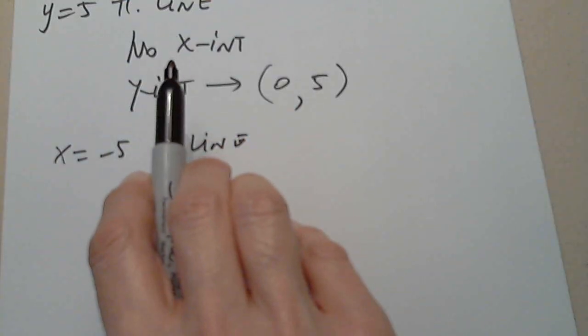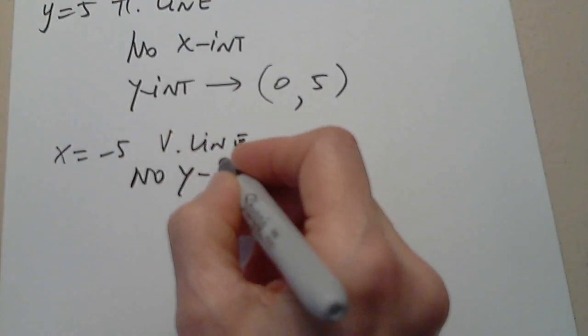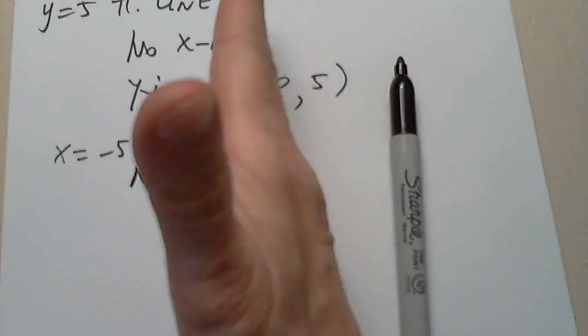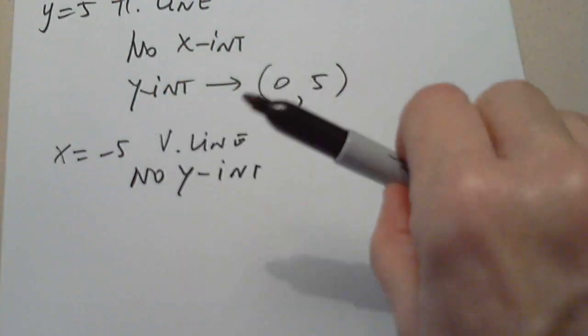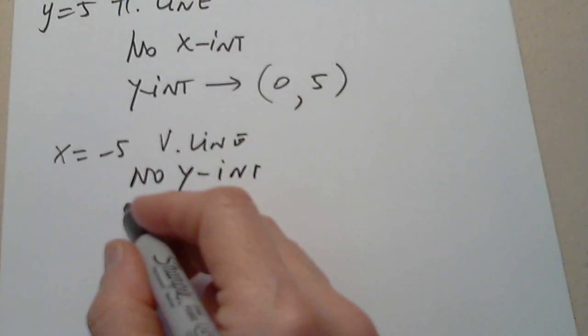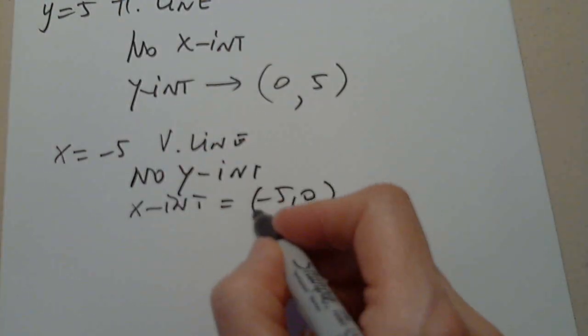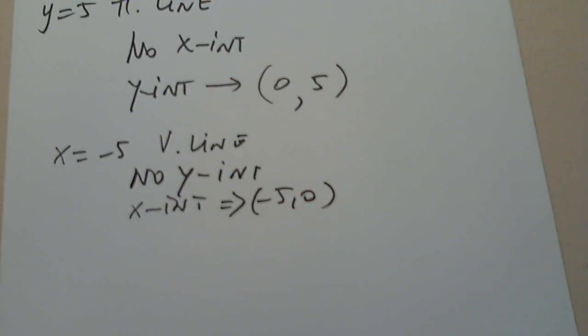So there's no y-intercept, exactly, no y-intercept because it's vertical, it's parallel to the y-axis. They never meet. But what about where it crosses the x-axis? (-5, 0). Indeed. Very good. Thank you very much. Moving on.